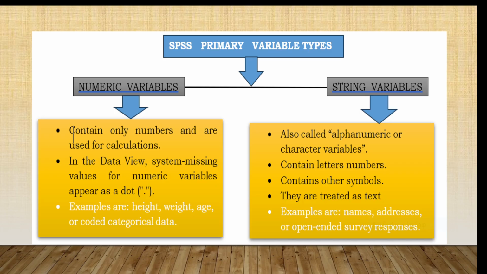The second group is the string variables. As the name indicates, these are text or characters which do not contain numbers. Examples are names, addresses, or open-ended survey responses.